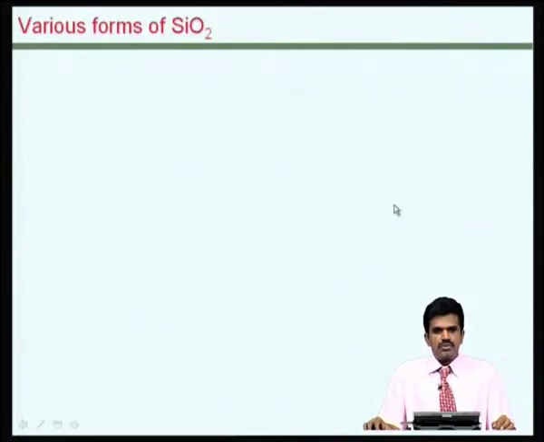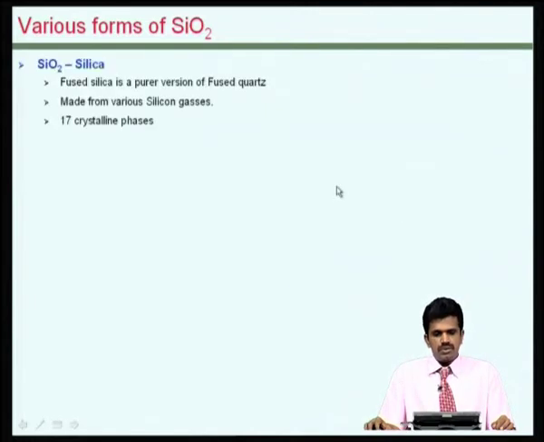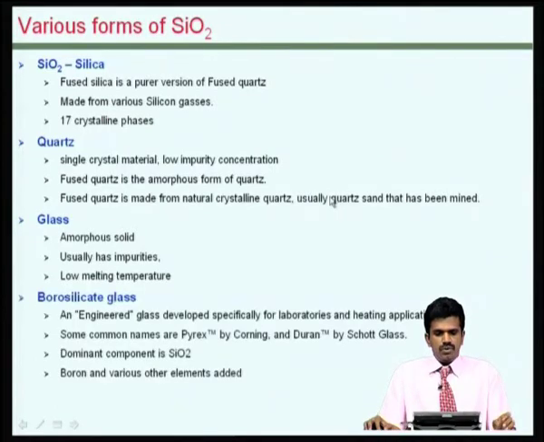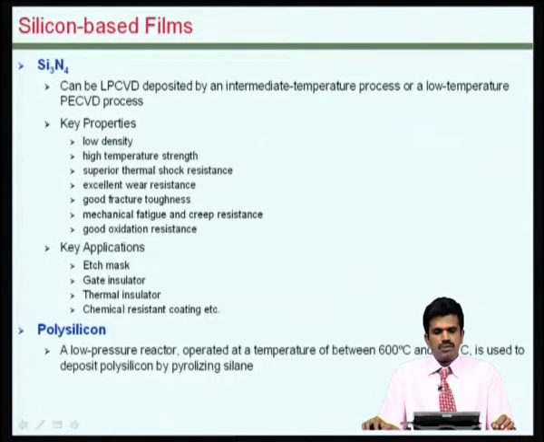You also have various forms of silicon dioxide used in the context of microsystems. It also comes in the form of glasses, and these are also used in microsystems. Another silicon based compound is silicon nitride, which could be deposited by LPCVD or PECVD techniques and has very interesting properties for building microsystems.